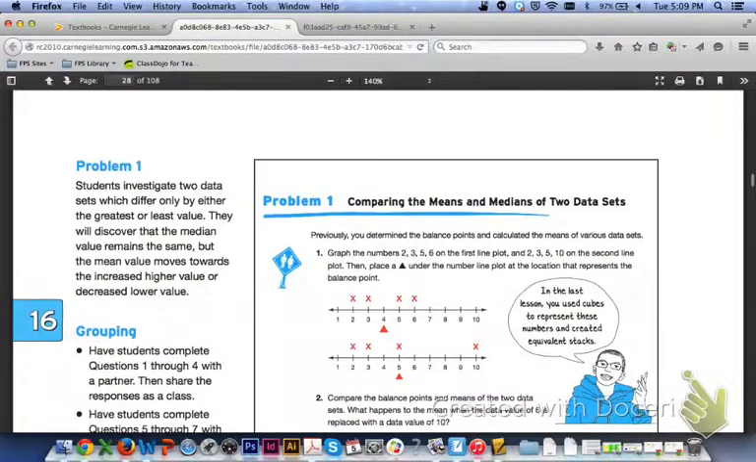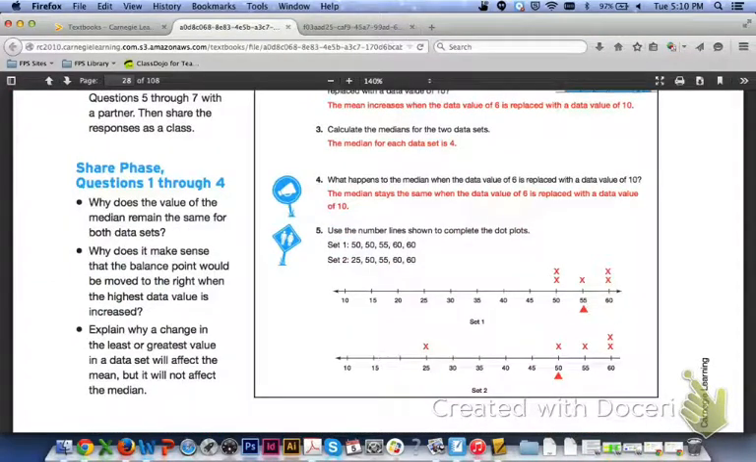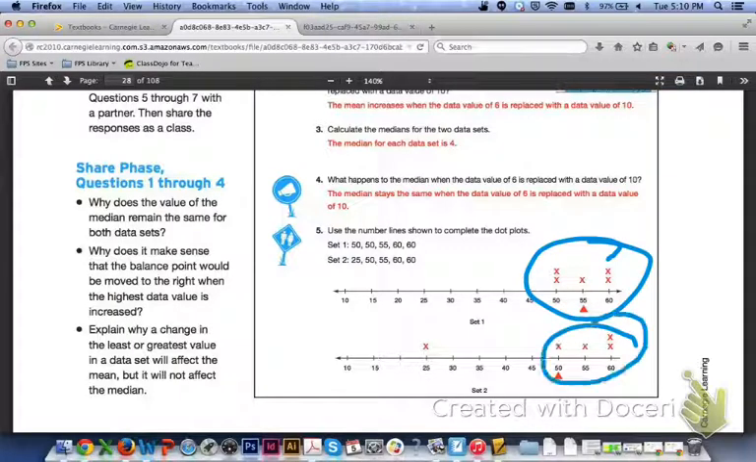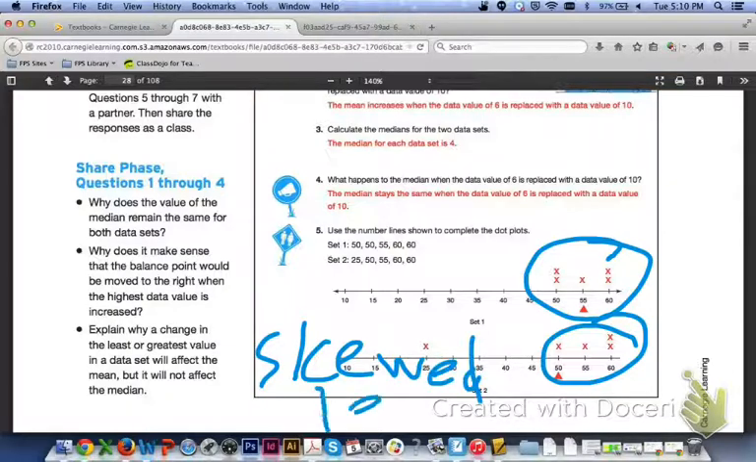So if we go back here, the dot plot for set 1 is symmetric. You can see that there's two values on either side of 55, whereas set 2 is skewed left. There's a lot of data on the right hand side, but there's little data here, so where the 25 is. So it's skewed left, okay, because most of the data is to the right hand side.